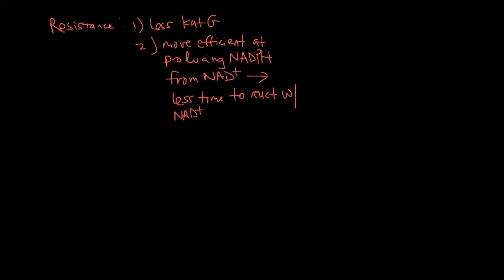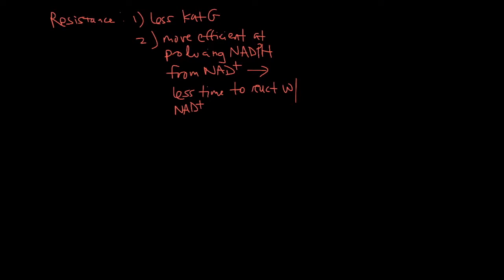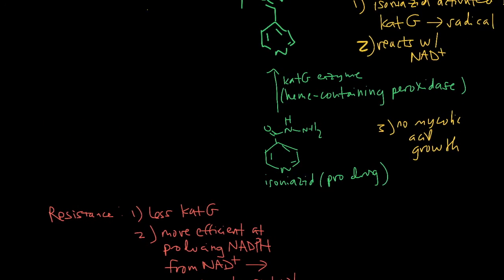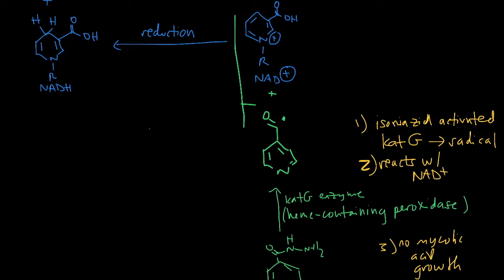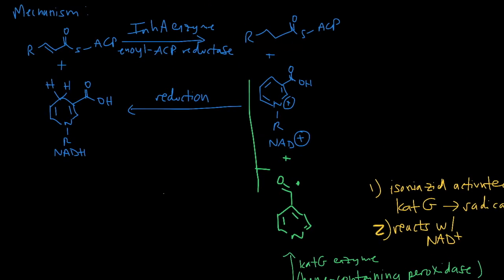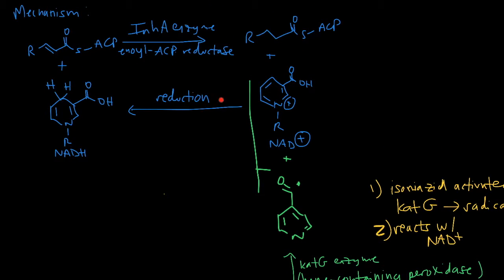Number 2, mycobacteria have become more efficient at producing NADH from NAD+, so isoniazid has less time to react with NAD+. And you know that if you interfere with isoniazid reacting with NAD+, then you interfere with isoniazid blocking the conversion to NADH, and isoniazid is less efficient at blocking mycolic acid cell wall synthesis.